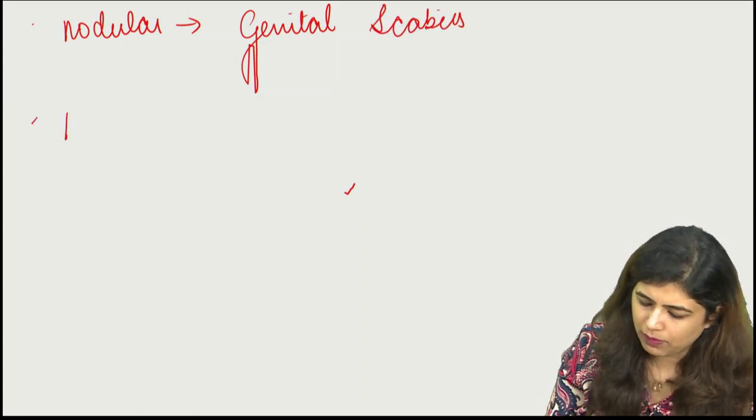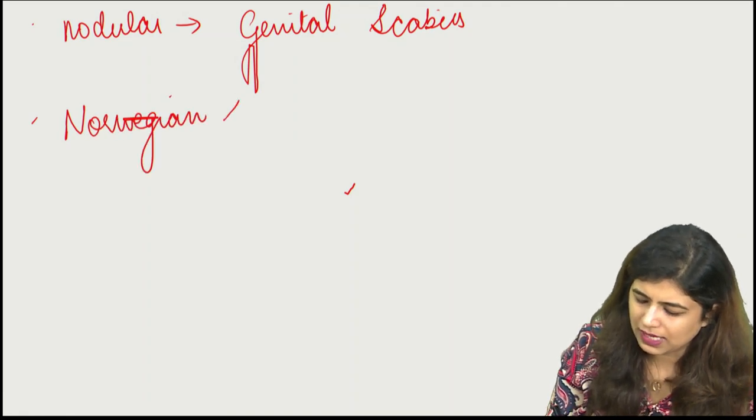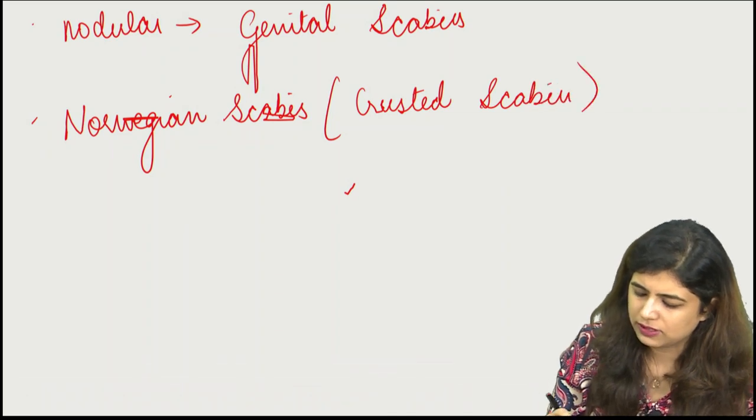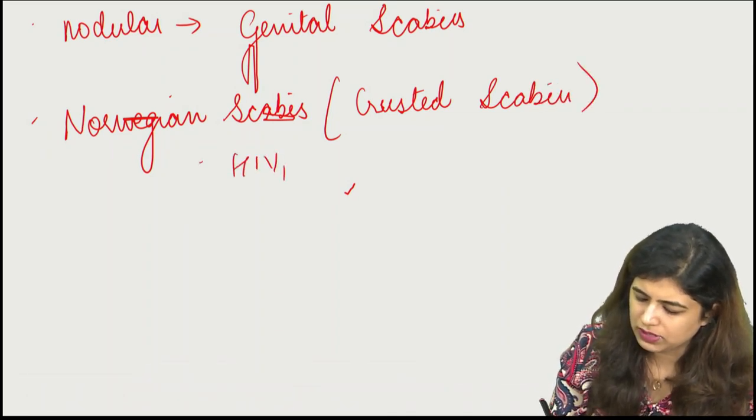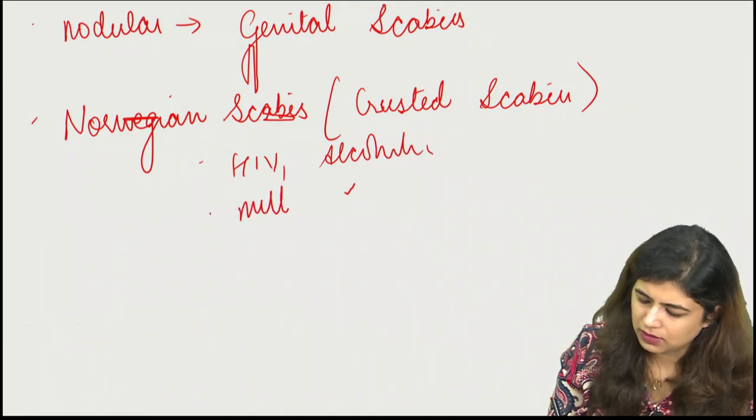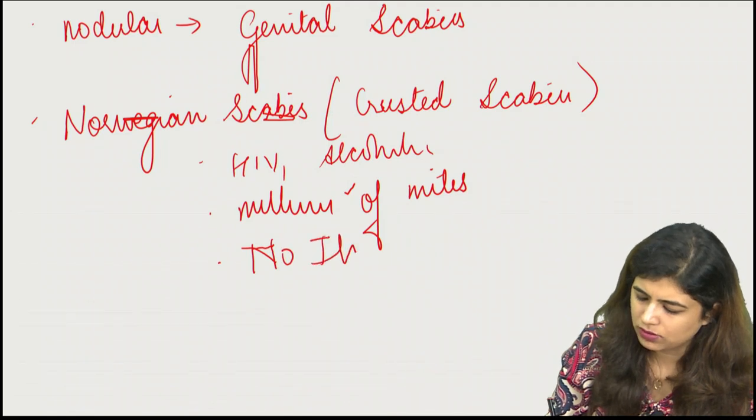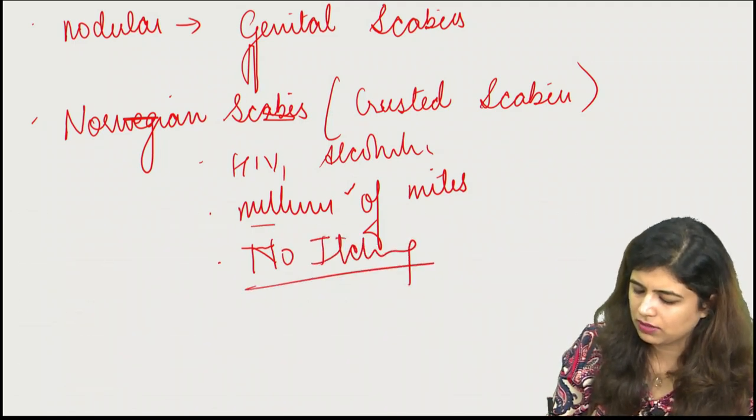And when they talk about Norwegian scabies, which is also called crusted scabies, this is generally seen in people who are HIV positive or alcoholic. You see millions of mites on the body, and despite this there is no itching.